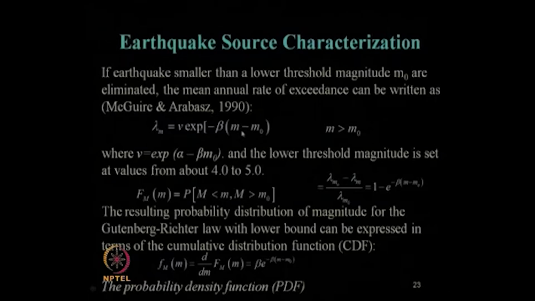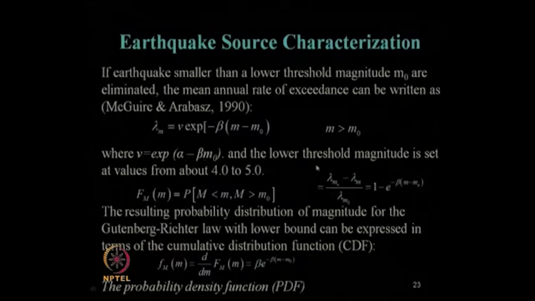So, you are going to consider only those earthquakes which are more than m naught, and for that you identify the annual rate of exceedance, because this annual rate of exceedance may change automatically if you delete some of the data points from your historical data set below a certain magnitude, where this mu is nothing but e to the power alpha minus beta m naught, that we have already seen, right, in terms of exponential.